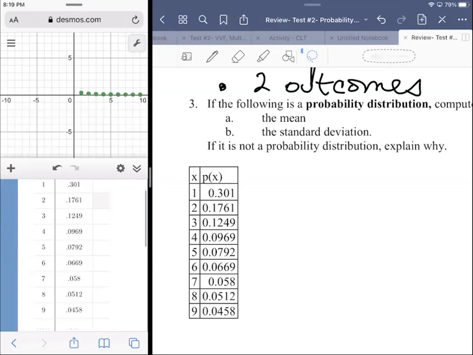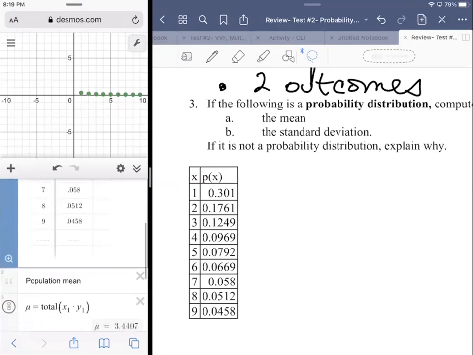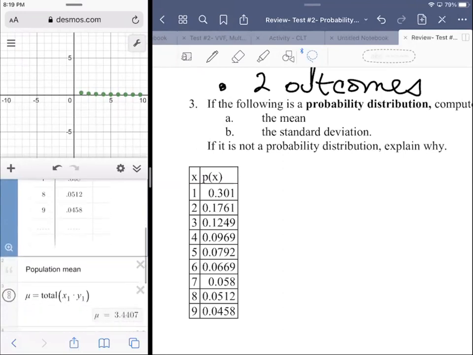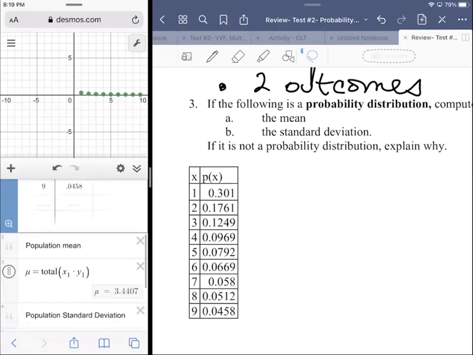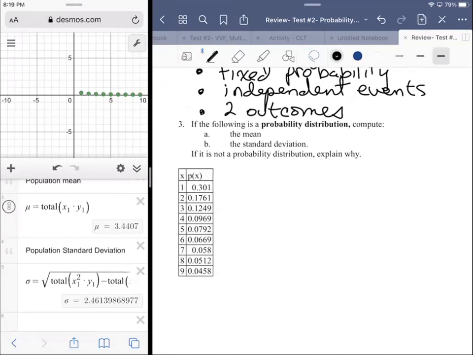So 301, 1761, 1249, 0969, 0792, 0669, 058, 0512, 0458. All right. Now, as I was editing that, it was spitting out the mean and standard deviation for me. So that's great. The problem is I don't know going in whether or not it's a probability distribution to begin with. So that's where I want to start.